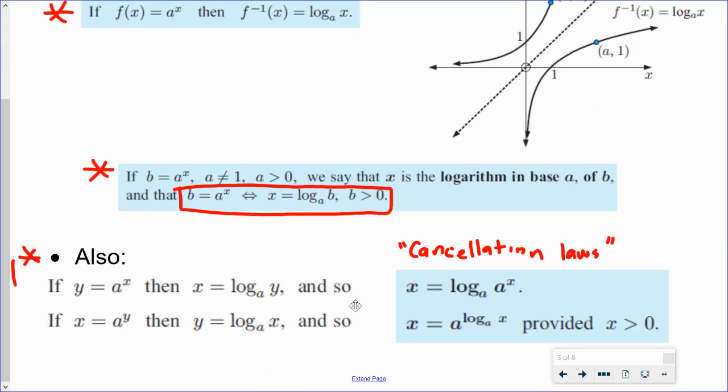Okay, and a couple of rules about logs, in particular the cancellation laws. If y equals a to the x, then x equals log base a of y. So what this means is if we have the base that we're taking the log of and that we're taking a value here with that base, those two values kind of cancel out and leave us with x. And likewise, if I have a base raised to the exponent log base a of x, these two a's kind of cancel out and leave us with x.